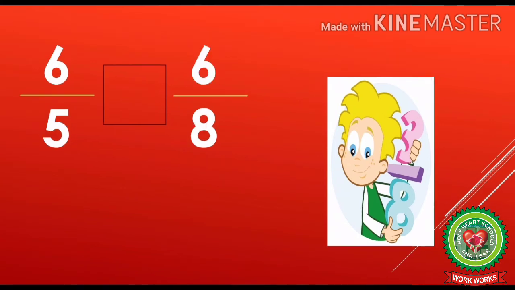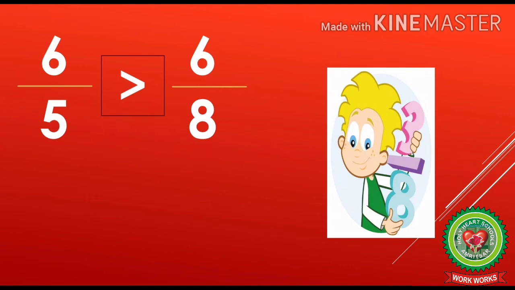Let's take the next one. 6 upon 5 and 6 upon 8. As you can see, the numerators are same. That means the smaller denominator will be the greater fraction. So we will put the greater than sign towards 6 upon 5 since it is the greater fraction.